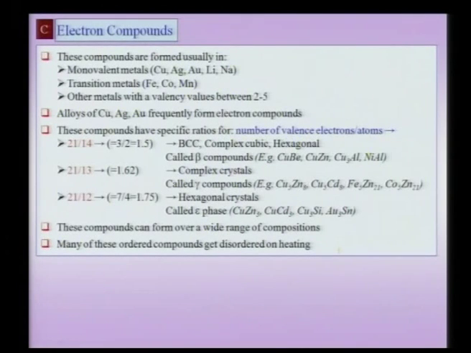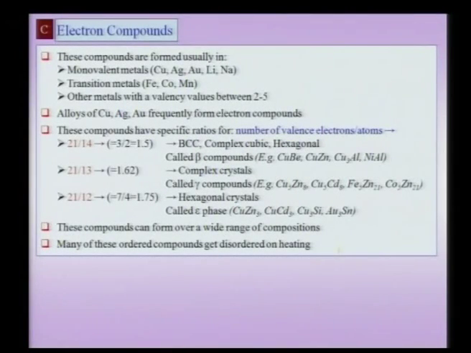Now, in electron compounds, as the name suggests, it is not the size factor which is the dominant factor in the formation of these compounds, and it requires special attention for us to understand why these compounds form and what are the E/A ratios at which they form. These compounds typically form in monovalent metals, transition metals like iron, cobalt and manganese, and some other metals also with other kinds of valencies. So, you can see some prominent examples here. For instance, in this table, copper zinc is a very prominent example which forms more than one kind of electron compound.